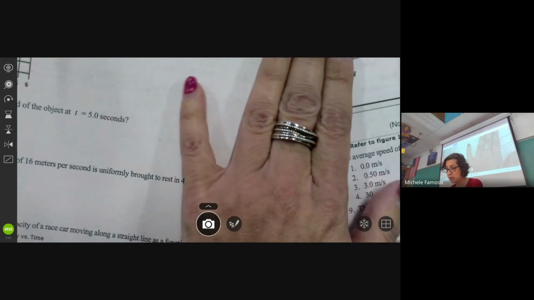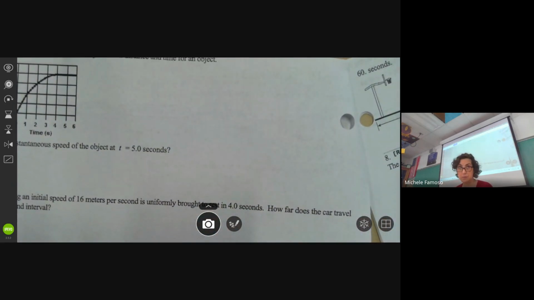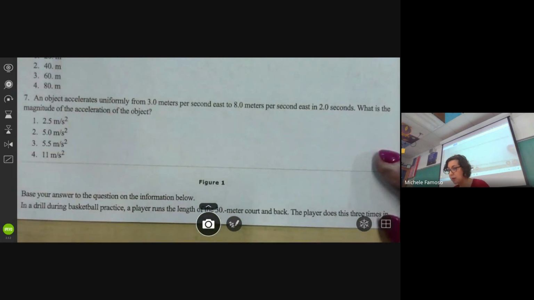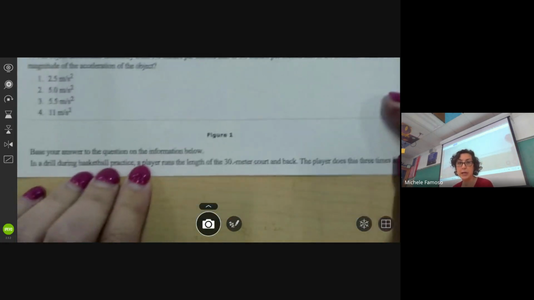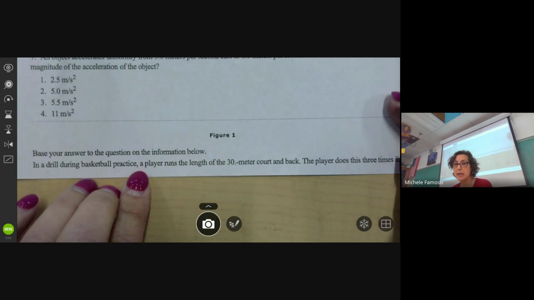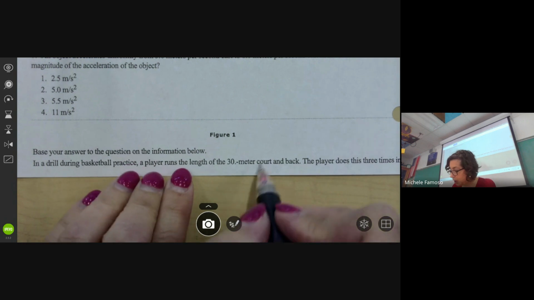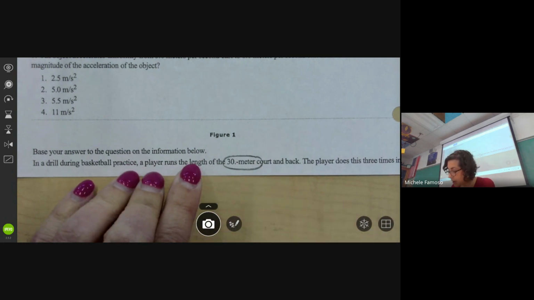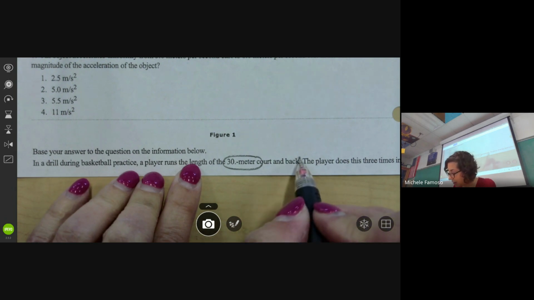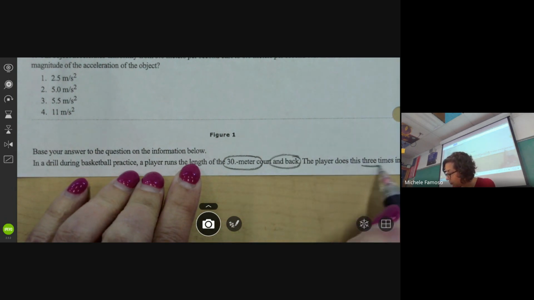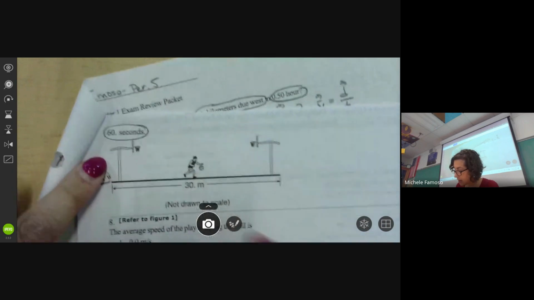Okay, next 2 pages gets us through question 11. Anything through 11 that you want to go over? Number 8, you got it, Nate. Okay, number 8 has some data on the bottom of the second page that we have to read. So we have a basketball practice taking place. A player in the drill is running out the length of the 30-meter court, and they're also going back, and they're doing that 3 times in 60 seconds, as we show you here.